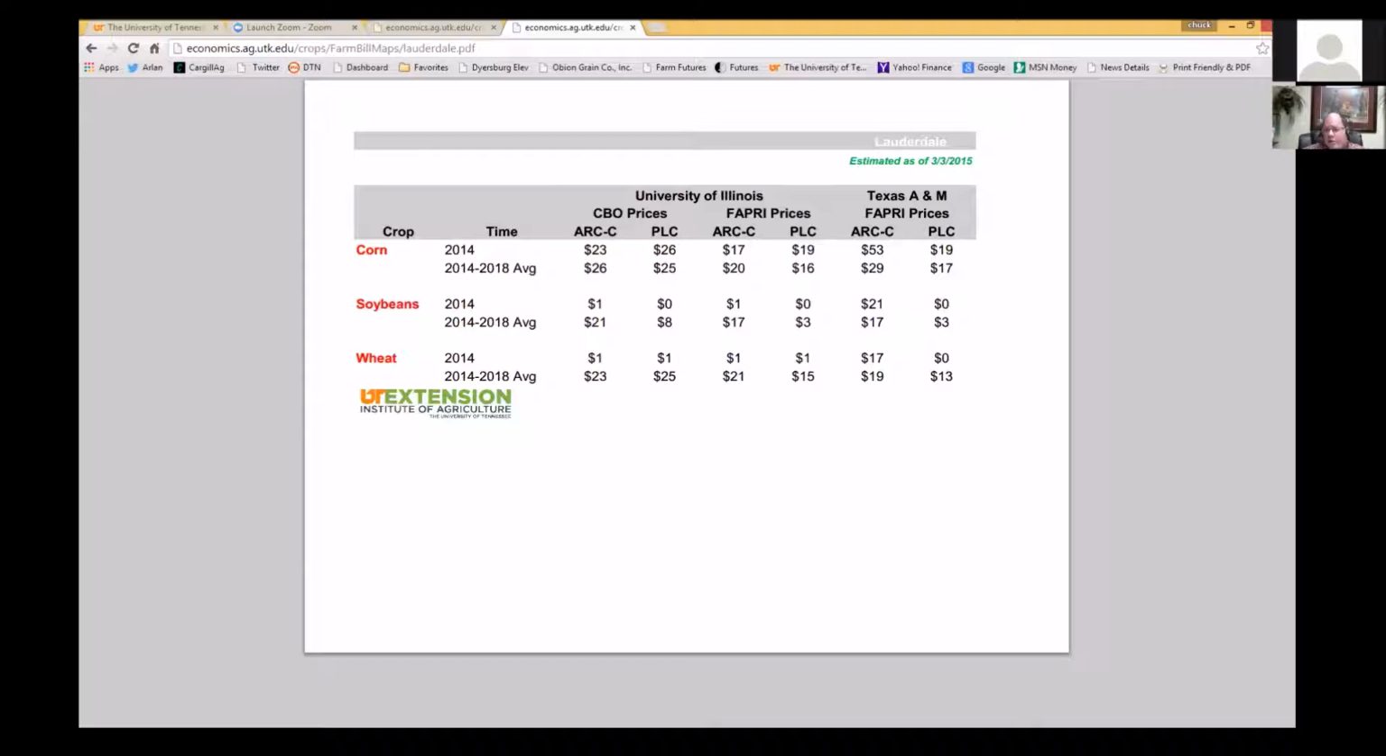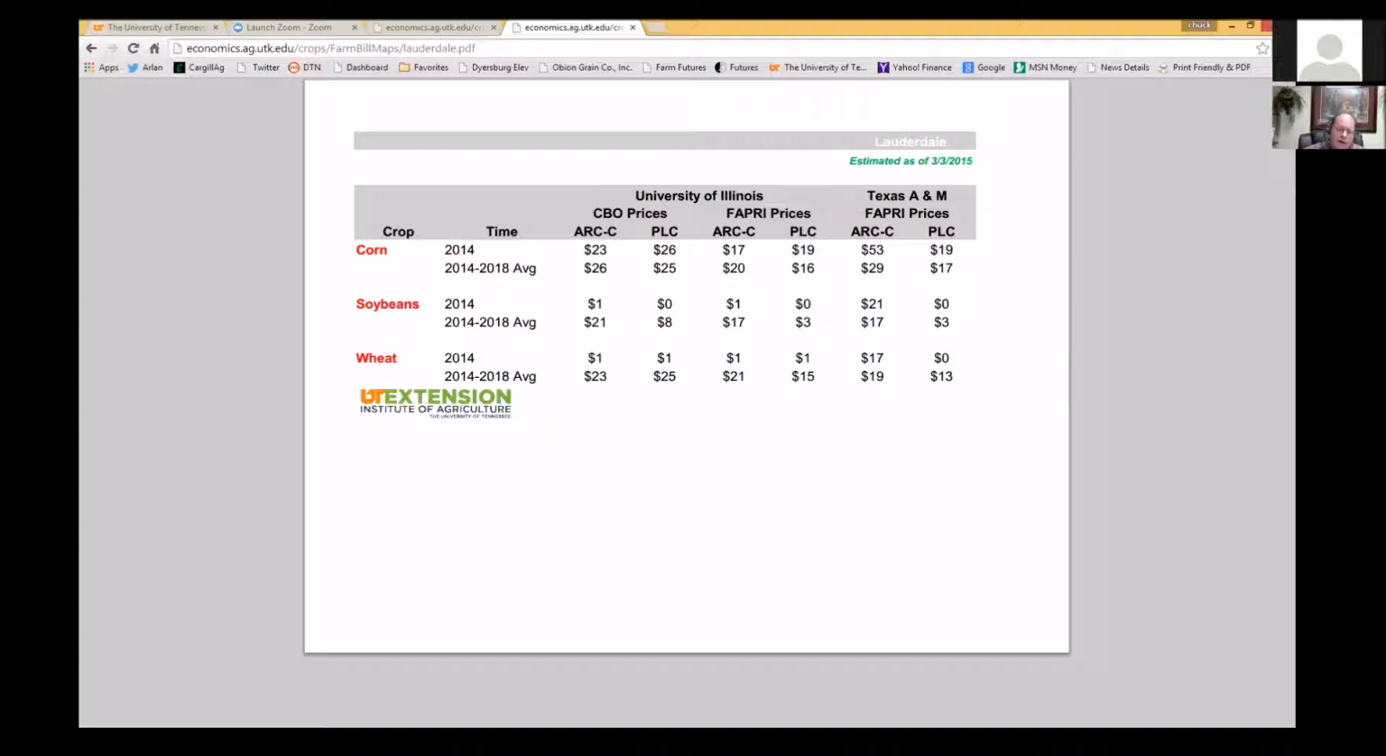In this case, if we use CBO prices from the University of Illinois, we'd have $23 per acre on the ARC corn base. For PLC, at CBO prices, it's $26 per acre. Futures prices would be $17 per acre on corn, $19 per acre on PLC. Then if we used Texas A&M's futures prices, it's $53 for corn on ARC County and $19 for corn on the PLC.